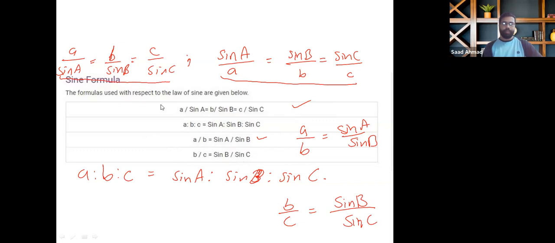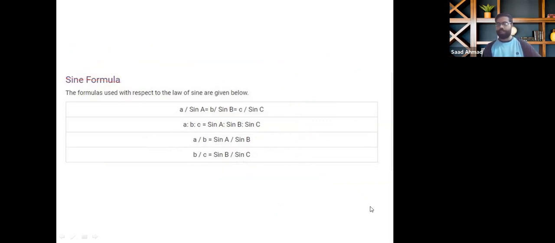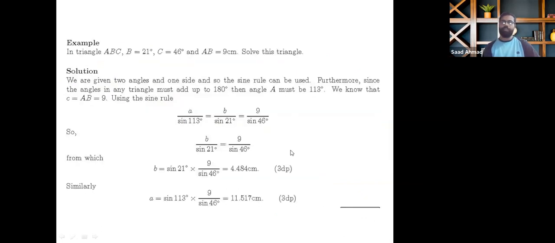The application of the law of sines is that we can use it to find the missing angles and missing sides of a triangle. For example, let's say in triangle ABC we have some triangle. Let's draw it.